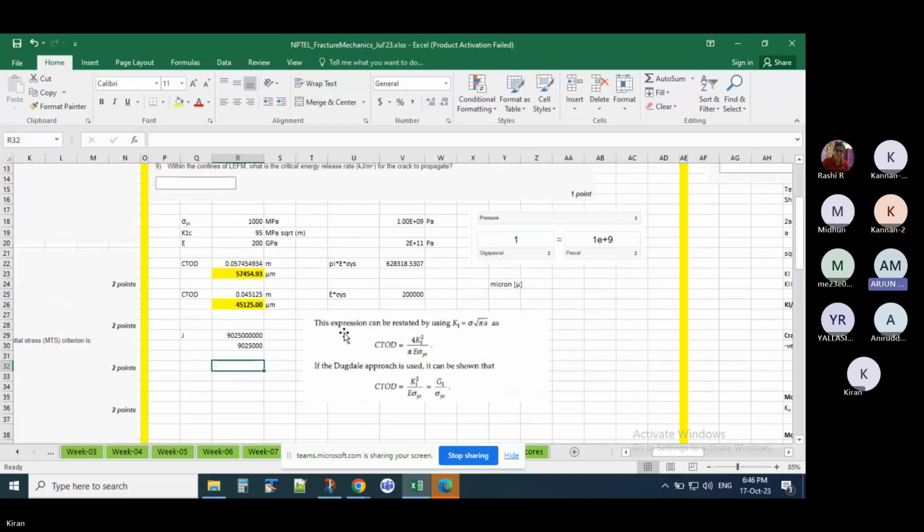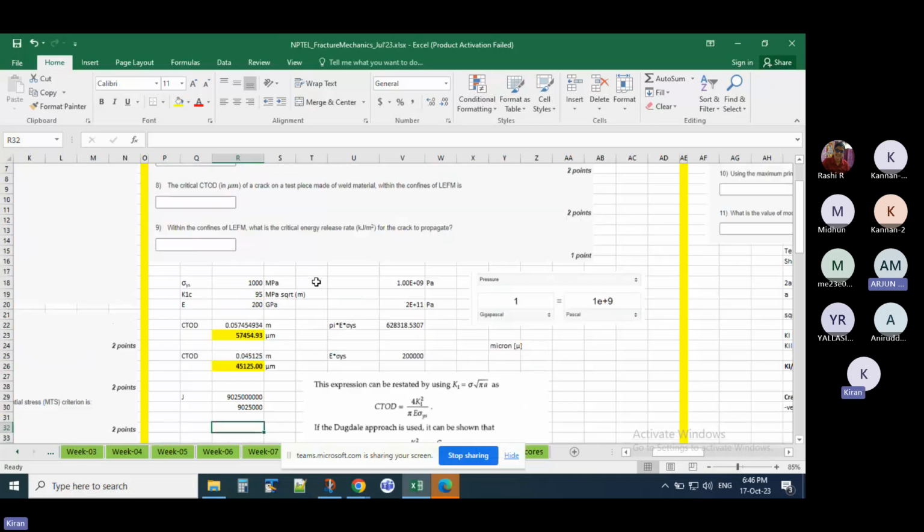So, G, energy release rate, you can use either K1 square by E, or even you can use the J integral, sigma ys into CTOD. Both will give you the same answer. Yes, both are right. CTOD that you will take it from. Which one will you take?